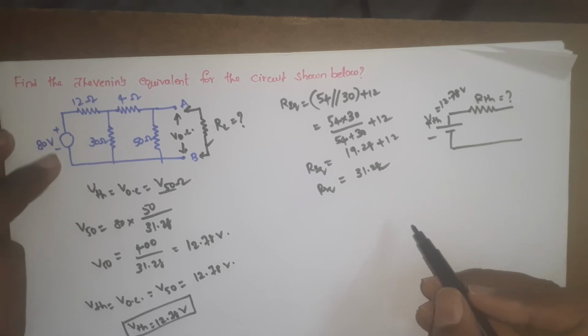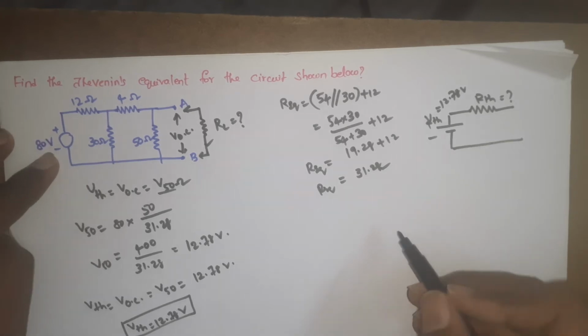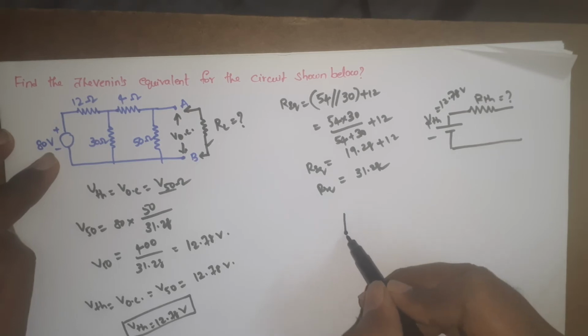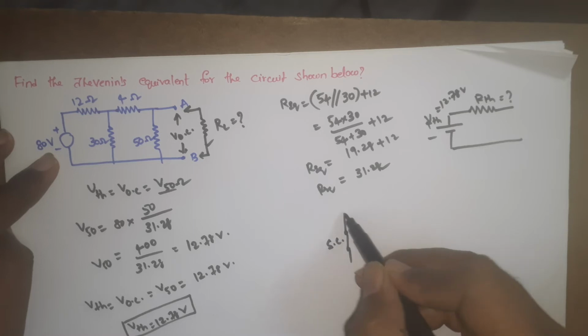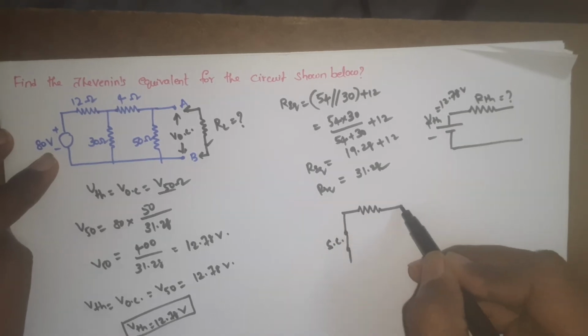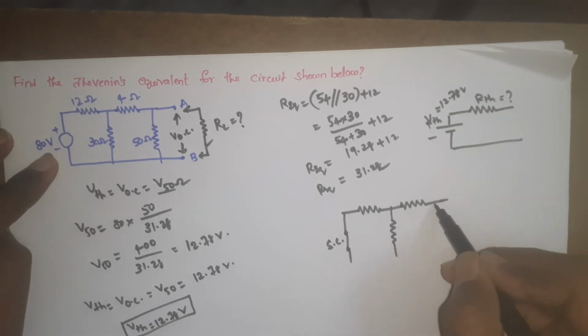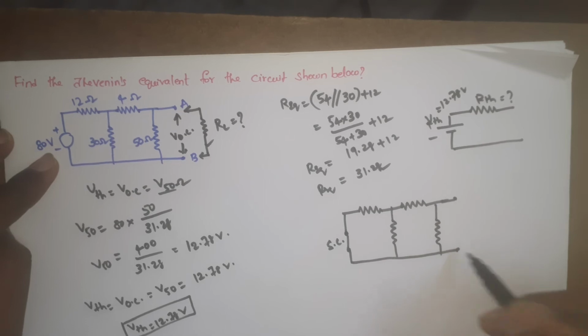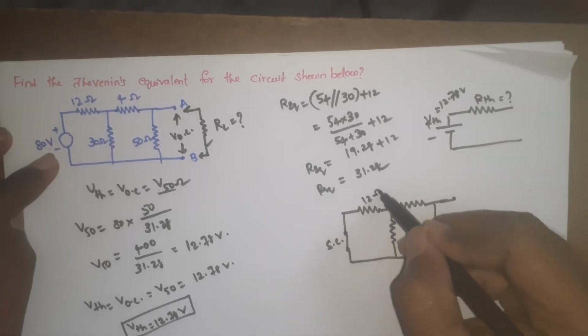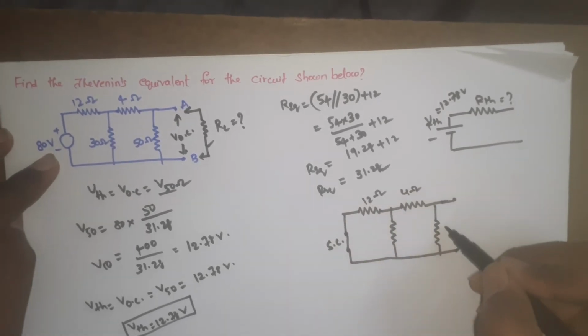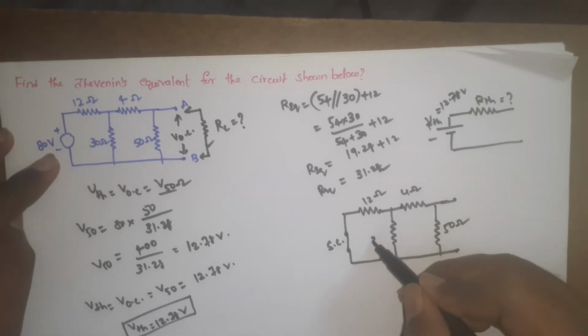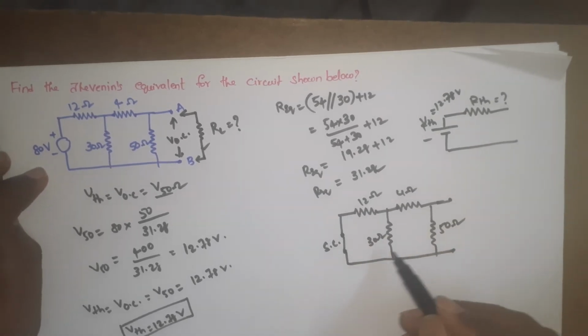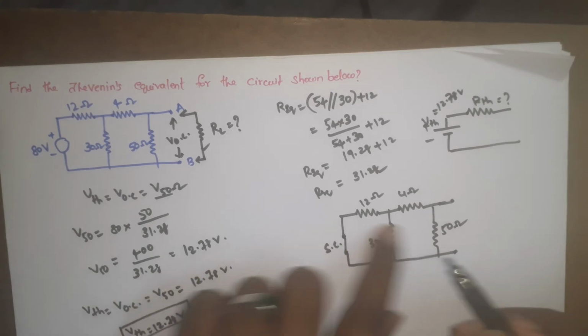What is the internal resistance of this voltage source? It is nothing but a short circuit. So we just short circuit that voltage source and find the RTH value. These are the resistances we have here: 12 ohms, 4 ohms, 50 ohms, 30 ohms. Now to find the RTH, we come from this side.